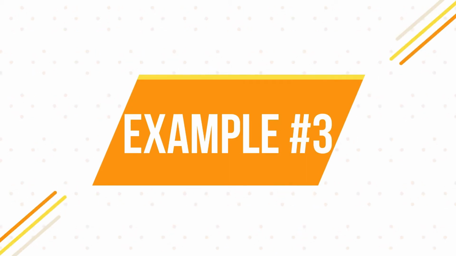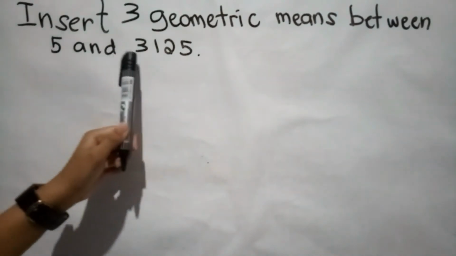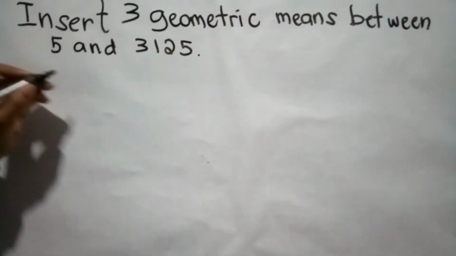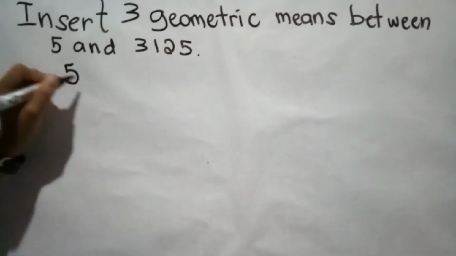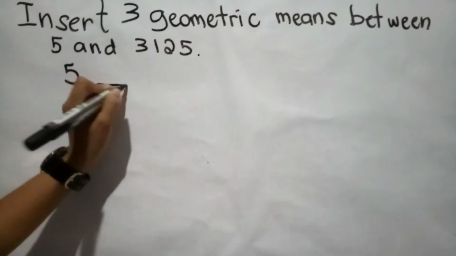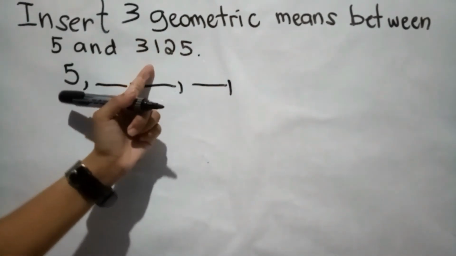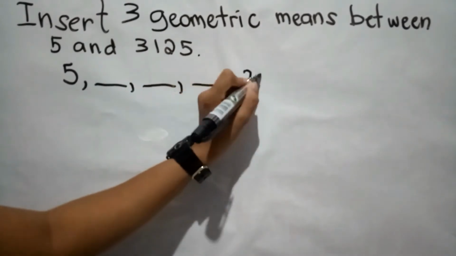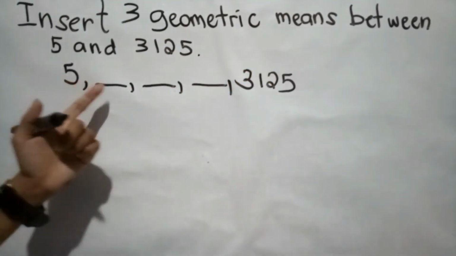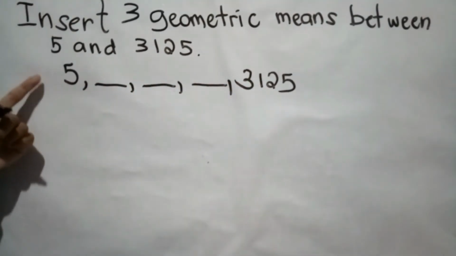Example number 3. Insert 3 geometric means between 5 and 3,125. So let's write the given: 5, and then we need to insert 3 geometric means. So 1, 2, 3, and then 3,125. So how many terms do we have? 1, 2, 3, 4, 5. So we have 5 terms in this example.